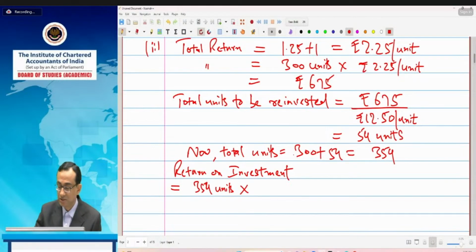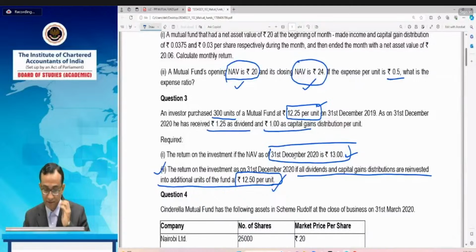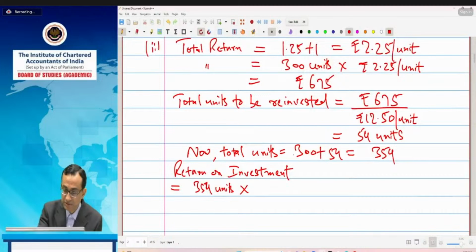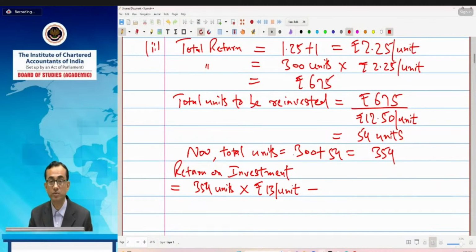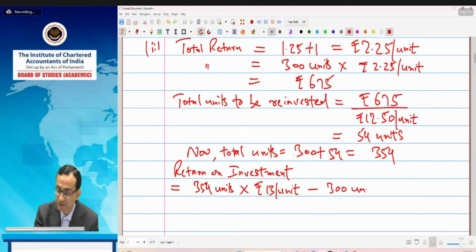And what is the closing NAV per unit? Let us see in the question. It is given. It is 13. So 354 units multiplied by rupees 13 per unit minus earlier opening NAV. What was the earlier number of units? The number of units was 300 units. Okay. 300 units multiplied by what was the opening NAV per unit?